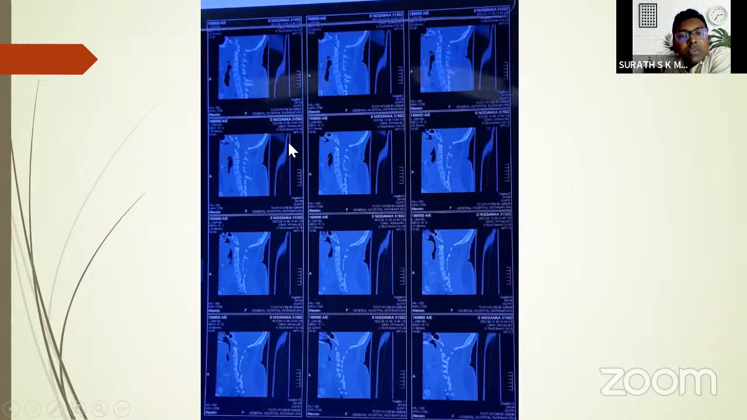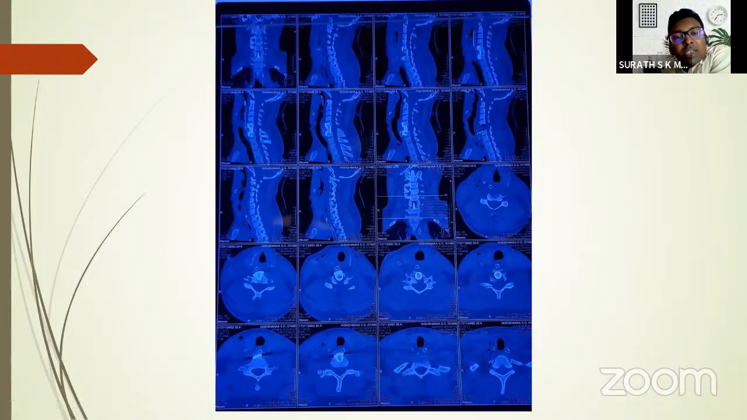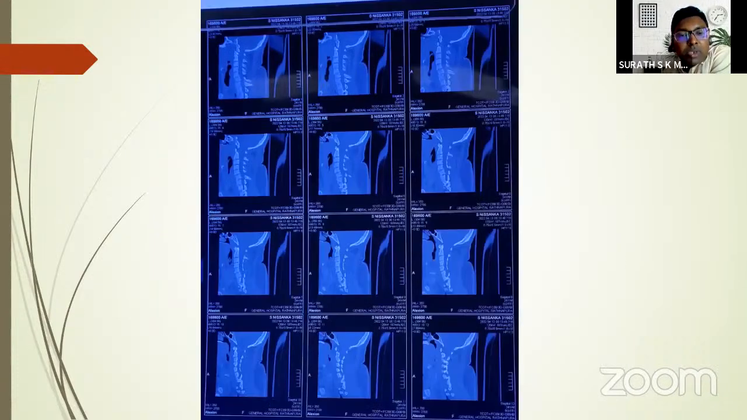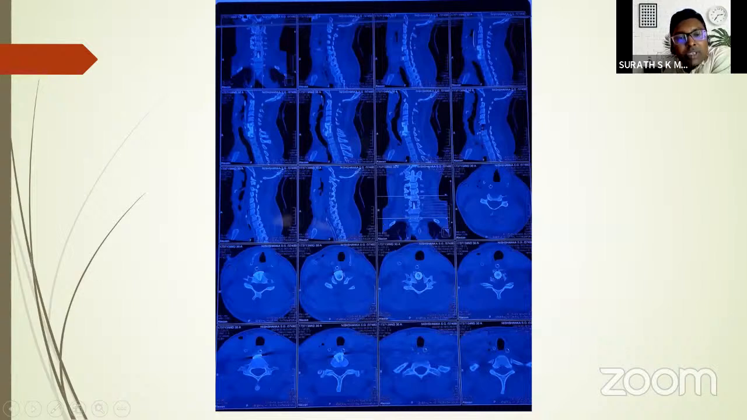So what we did was the anterior approach first. This patient I did a corpectomy because we did not have anterior cervical plates for this patient during that time. So there is no point in just doing an ACDF without plating this type of cases. So I had to do a corpectomy with the expandable cage, which was available at the hospital. And then I had to do this posteriorly as well because of the significant ligamentous injury. So I did the posterior fixation as well.